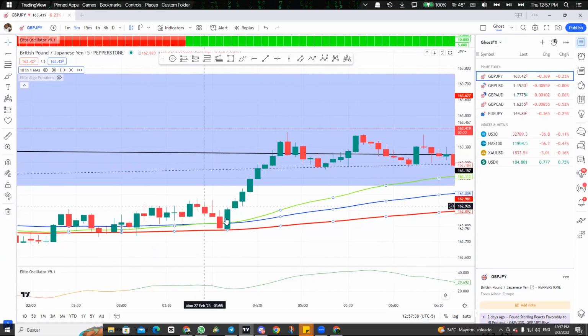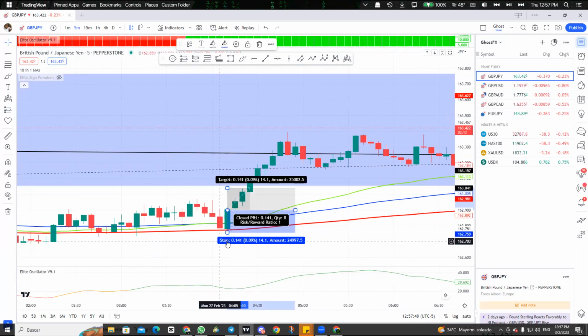It's a perfect entry. Right at the next candle: 1, 2, 3, engulfing candle. Boom, and the green line. We should enter at the next candle, right? No, I would enter here, man. Why the next candle? This one.